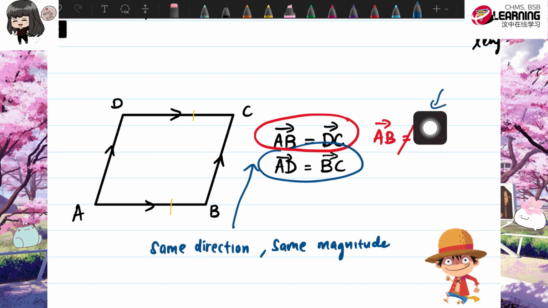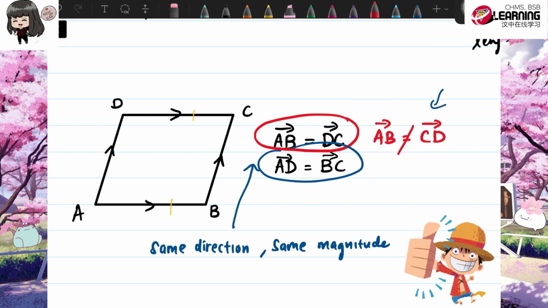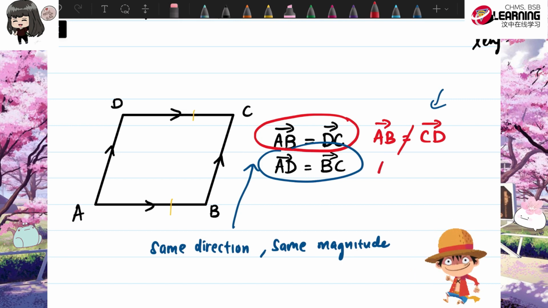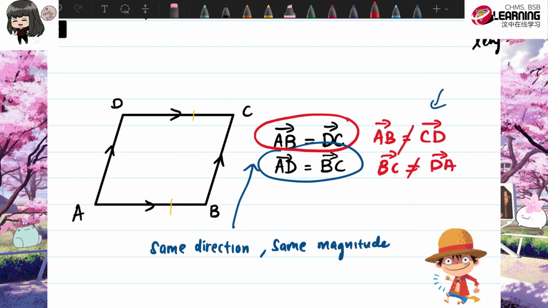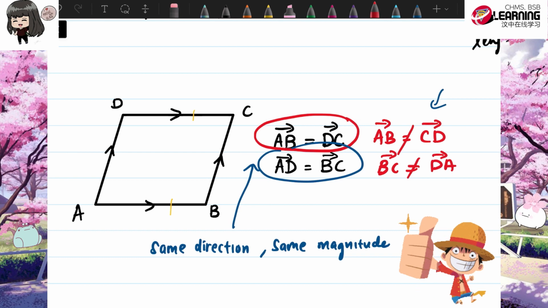I give you an example that is not the same. A, B, C, D, not the same vector. Or I say BC is not the same vector as DA. BC, DA, reversed, cannot, they are not the same. Okay, please take note of this.